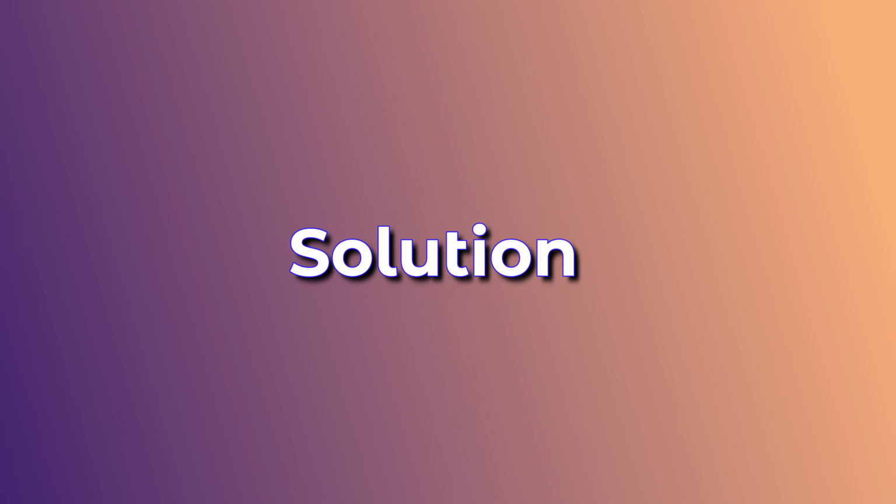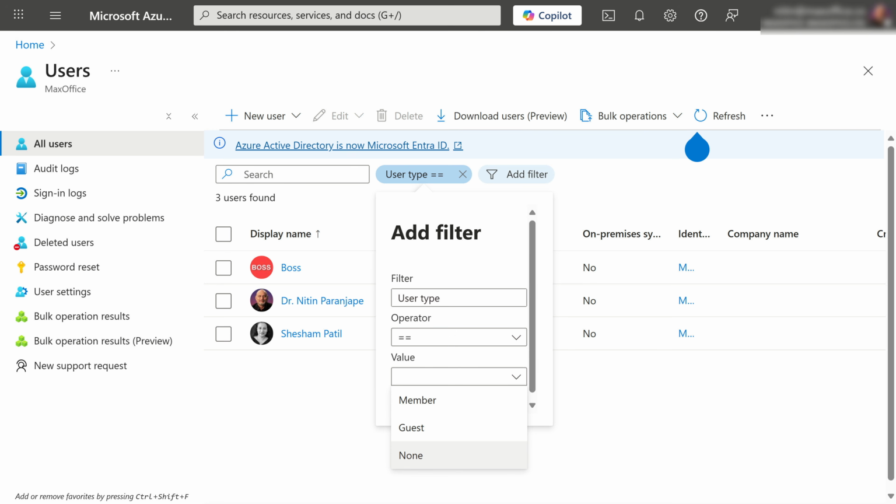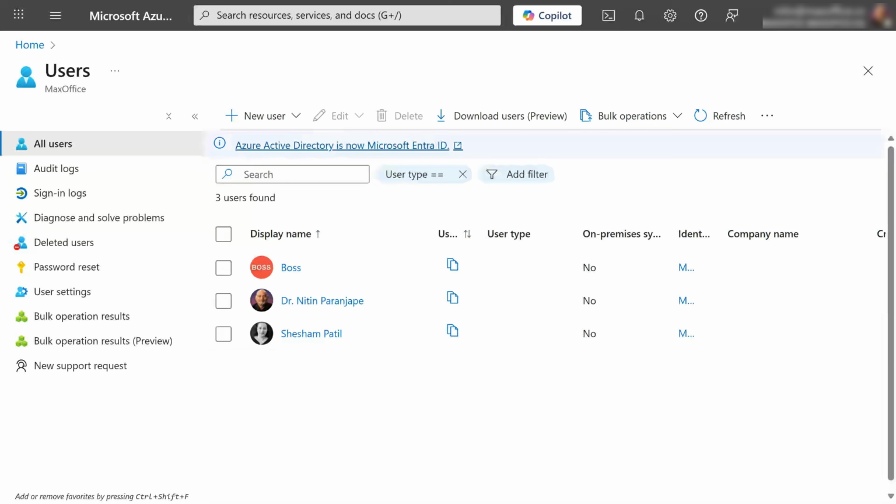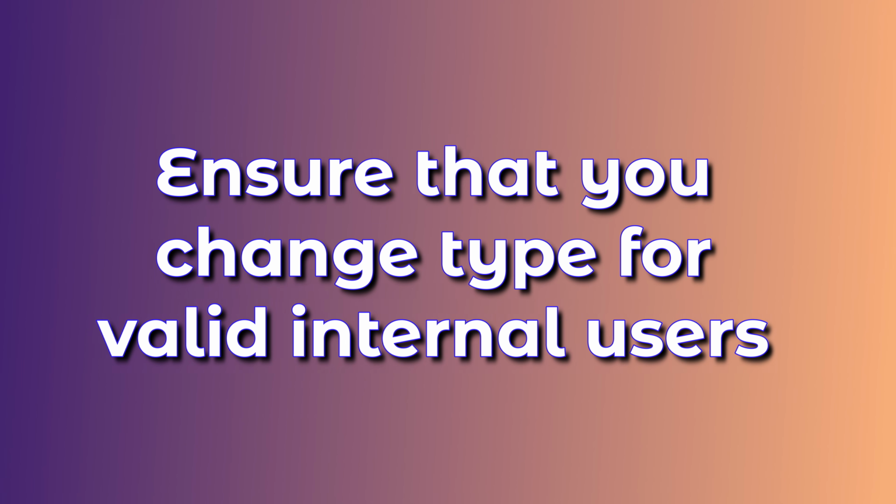So how do you solve the problem? First of all, go to the Azure-AD portal, and search on user type equal to none. You will see the list of people. Now, of course, you want to make sure these are internal people and they should be given member access. If it's a guest type of user, please do not give member type. That is going to lead to a sort of data leakage, and external people may end up having access to things which they are not supposed to have access to.